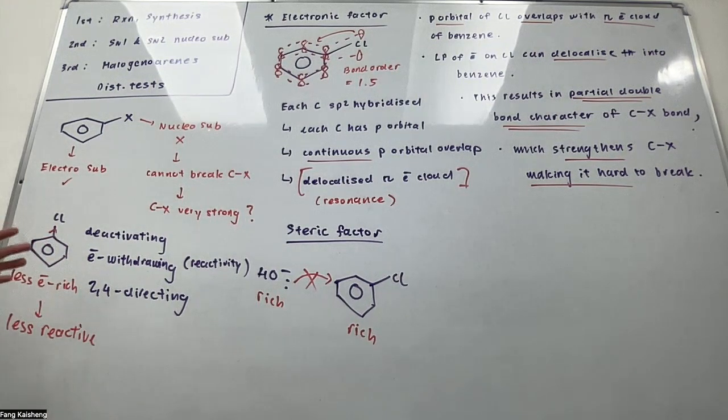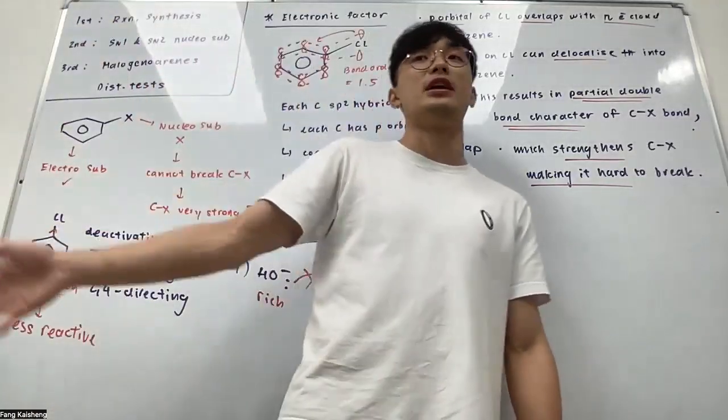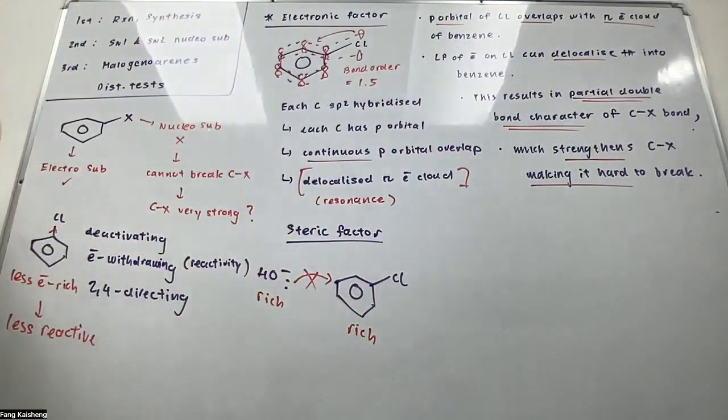All good? For the words less reactive, just going to highlight in the notes. You can't just write less reactive. For the second point, highlight the words less susceptible to electrophilic attack. It's a fancier way of writing this. Again, just follow along.